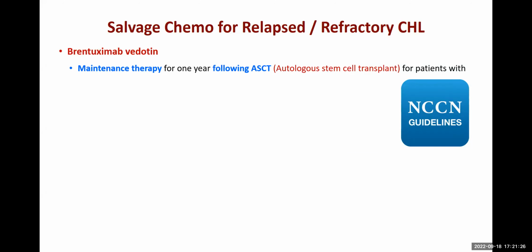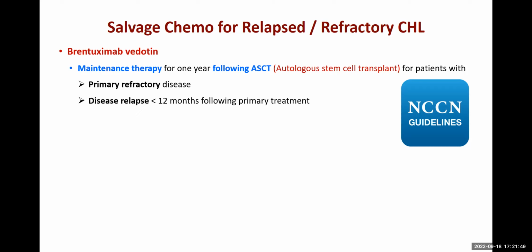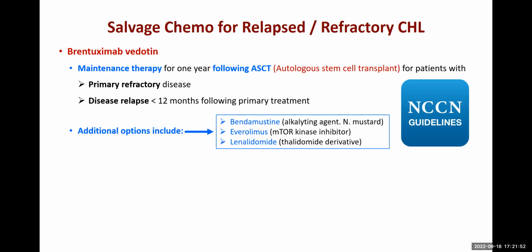Now, this is a new drug, brentuximab vedotin. This is used for maintenance therapy for 1 year following autologous stem cell transplant for patients with primary refractory disease. Refractory disease means a disease that is not responding to therapy. Okay, disease relapses in less than 12 months. Additional options include bendamustine, everolimus, which you might have done previously, used in many cancers.